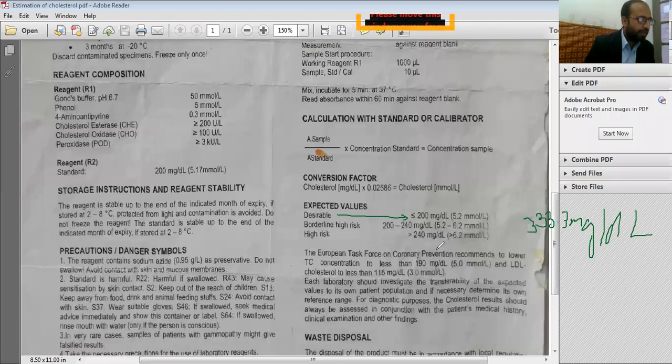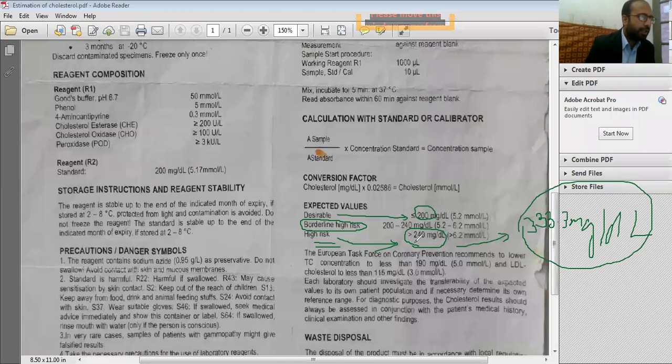But if the patient has a cholesterol level in the blood between 200 and 240 milligram per deciliter, it means he is on borderline risk, right? And if the patient has more than 240 milligram per deciliter, it means the patient is at high risk. Right now the answer is 333.3 milligram per deciliter, which is more than the required concentration. It means the patient is at high risk because it is more than 240 milligram per deciliter.